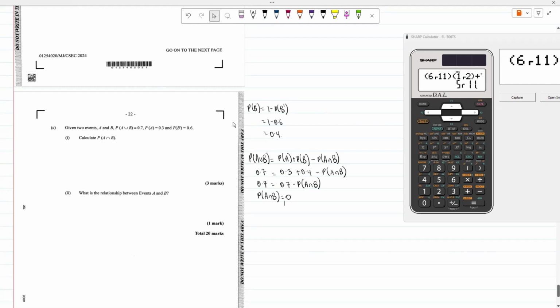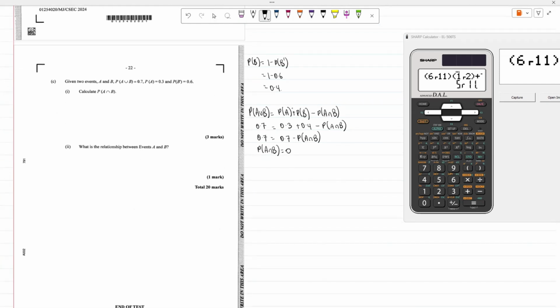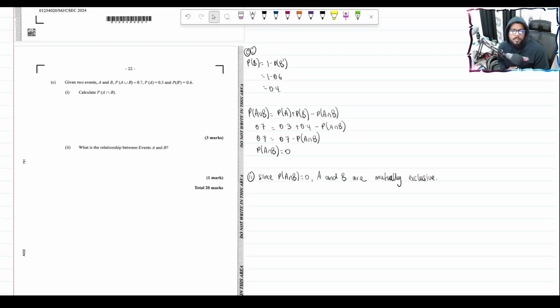What is the relationship between events A and B? Since the probability of A intersect B is equal to 0, meaning I have no intersection, A and B are mutually exclusive events, meaning they cannot happen at the same time. So this is part C, part 1, part 2.